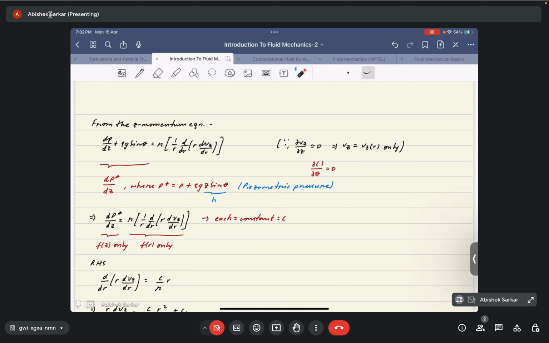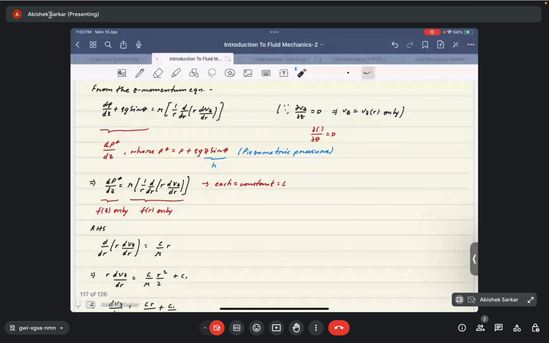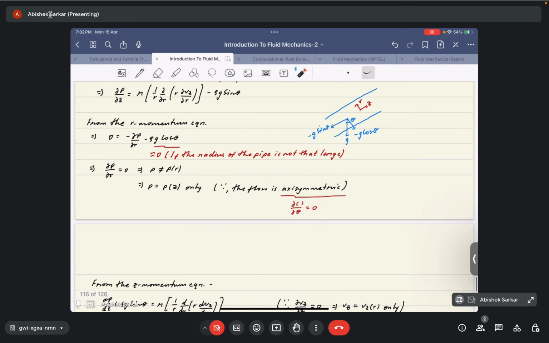Okay, something that I already wrote here. So now if we club together this term into one single term, we will have, if we consider p star is equal to p plus rho g z sin theta, and then z sin theta would be equal to h. Like if we go back to this diagram, let me just draw it here, that is a little more clear.